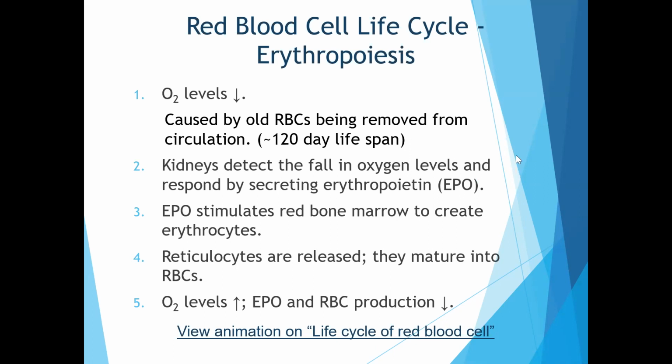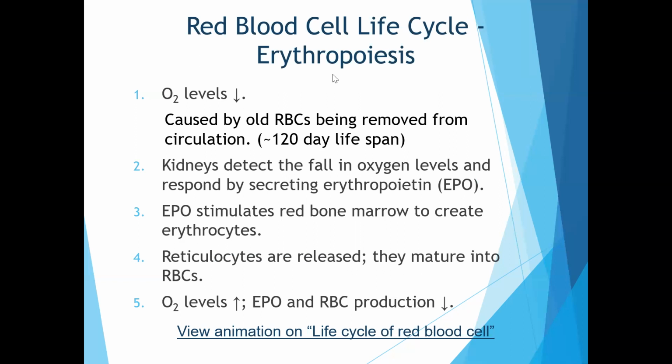So our kidneys have receptors to detect that change in the oxygen level, and they're going to secrete erythropoietin. An abbreviation for that is EPO. That erythropoietin stimulates our red bone marrow to create erythrocytes. Remember, that's our other name for red blood cells. Reticulocytes are released. Those are your immature red blood cells, and they're going to mature into red blood cells. As we get more mature red blood cells, our oxygen levels go back up. Our erythropoietin and our red blood cell production goes back down.